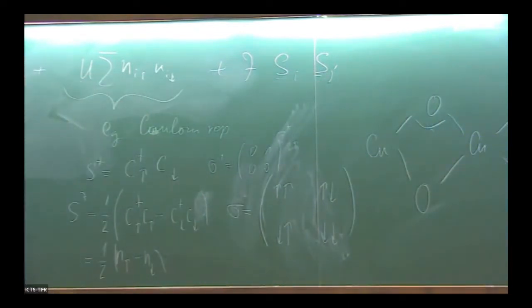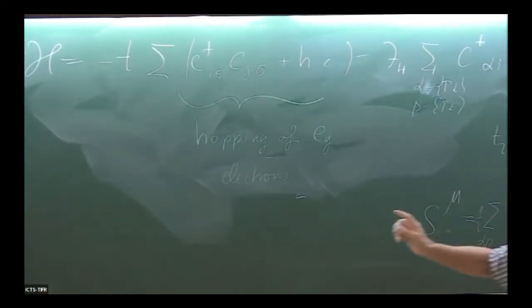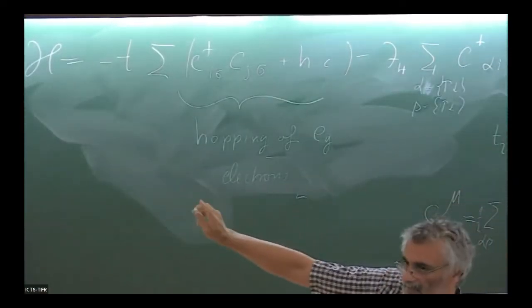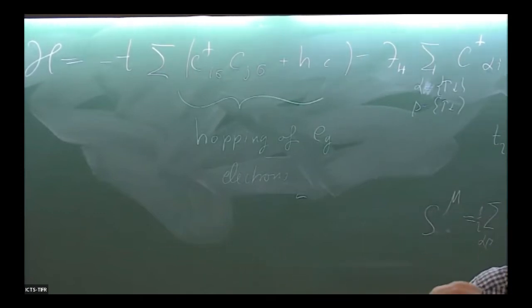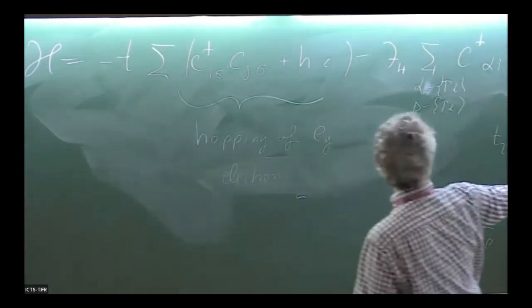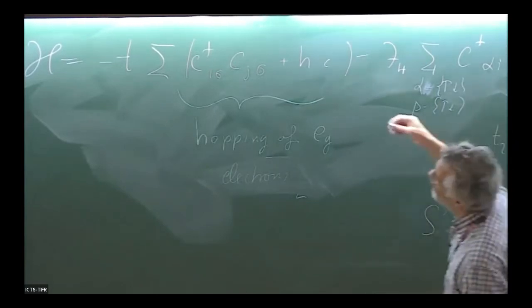So this is the model that people look at when they want to describe manganese oxide or other materials where we have localized spins and itinerant spins. And this is called a Kondo lattice.